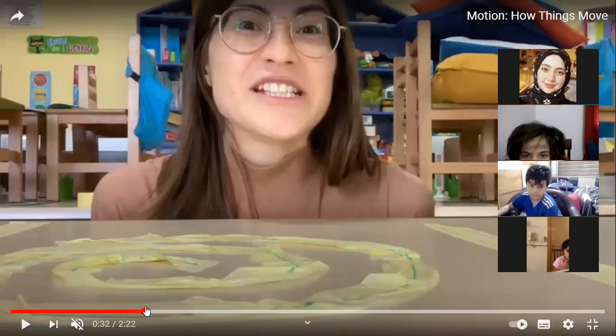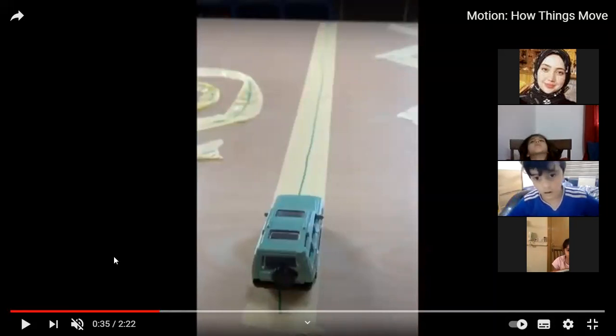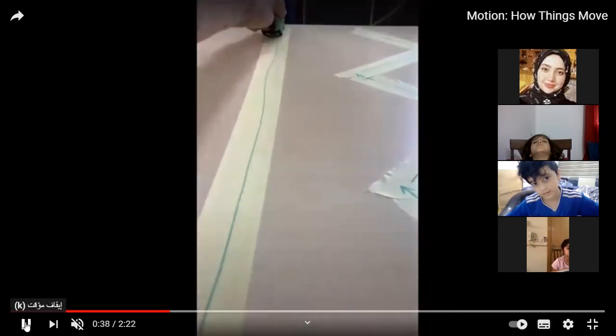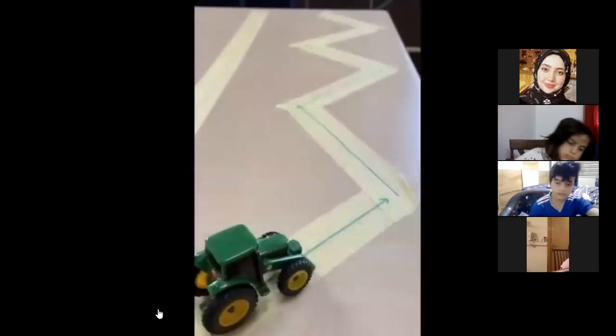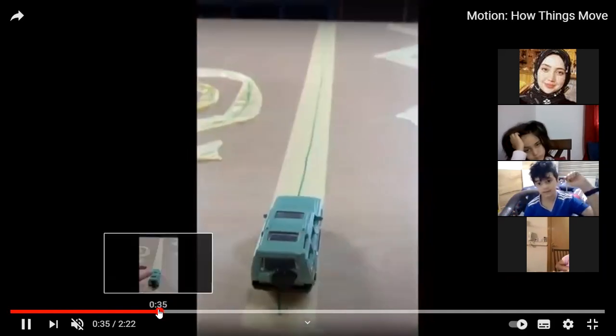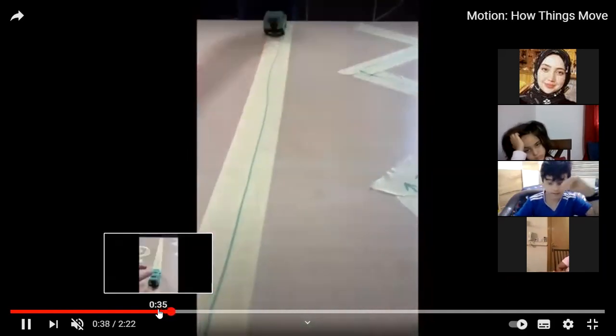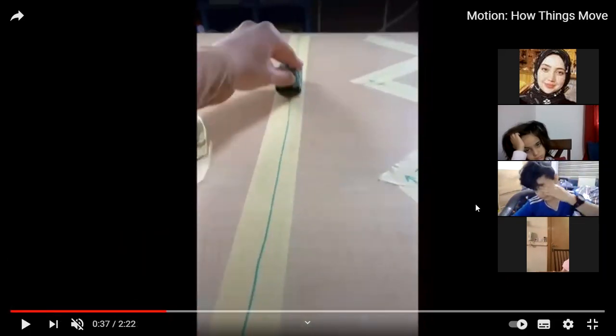One more time, guys. So this car moves in a round, round. Look at the car here. One more time. Straight. It moves in a straight motion. Straight. Zigzag. Bravo. And zigzag.